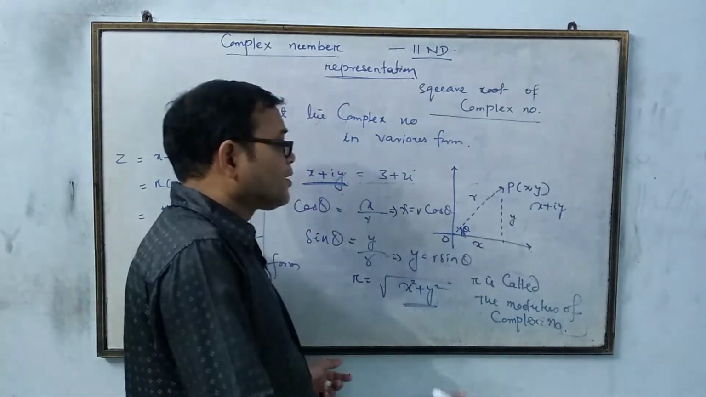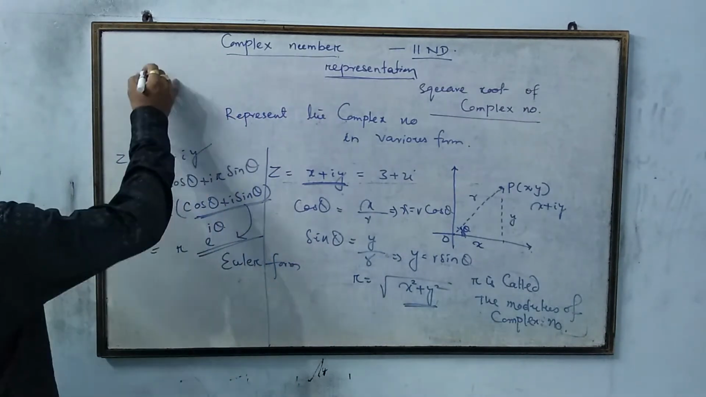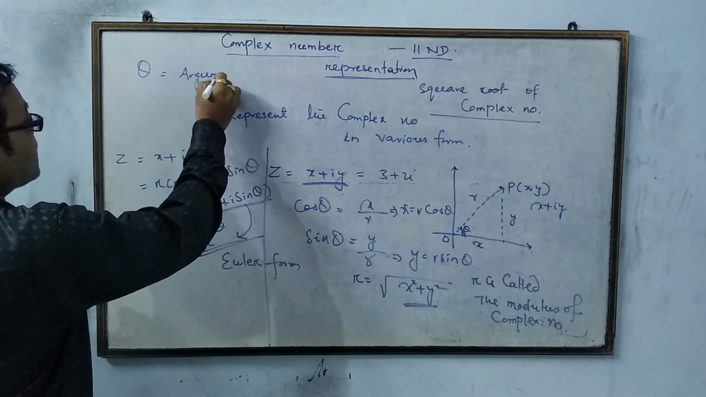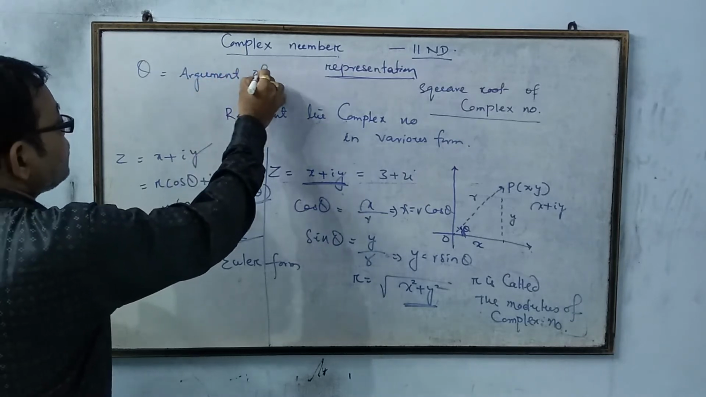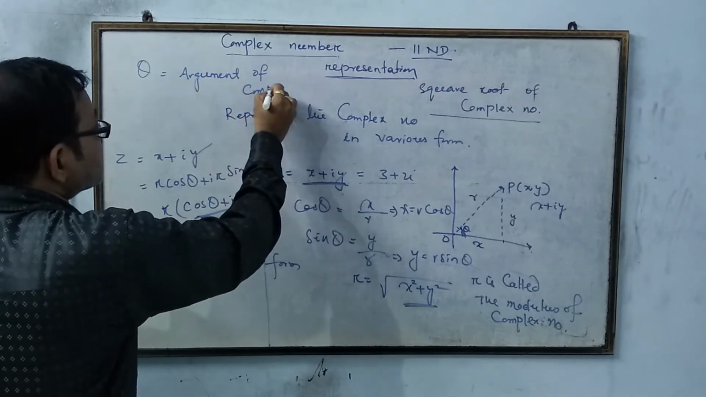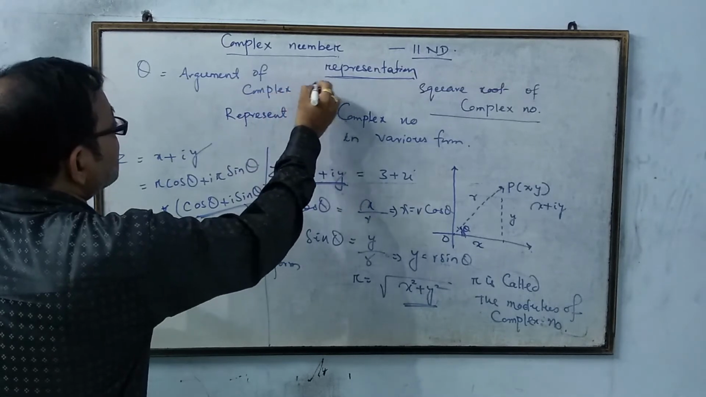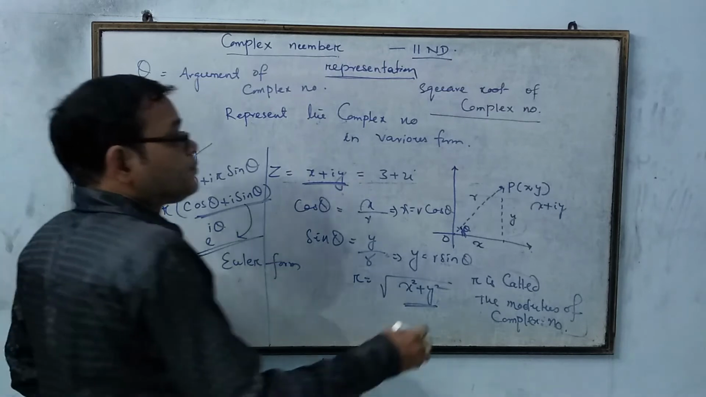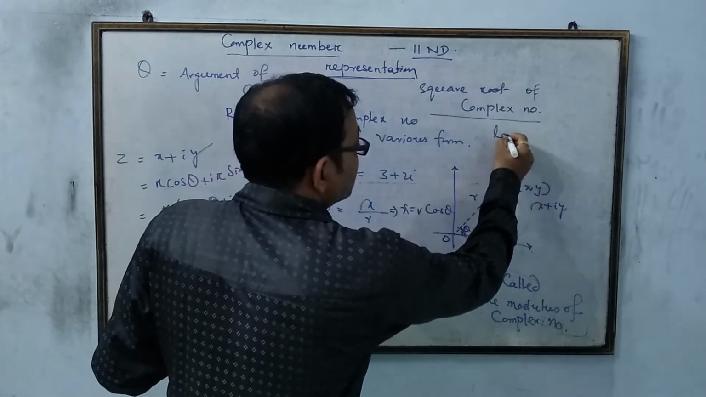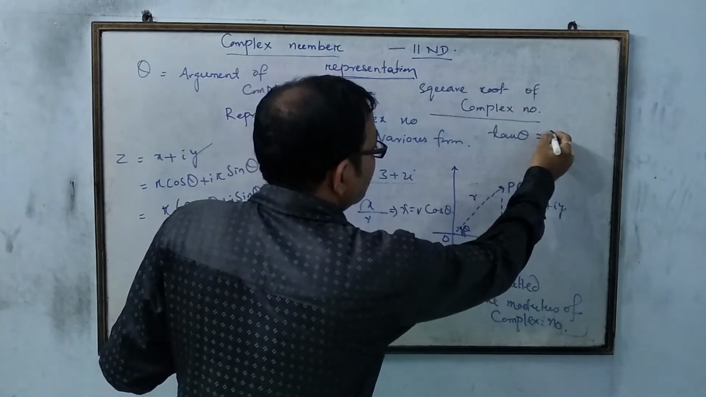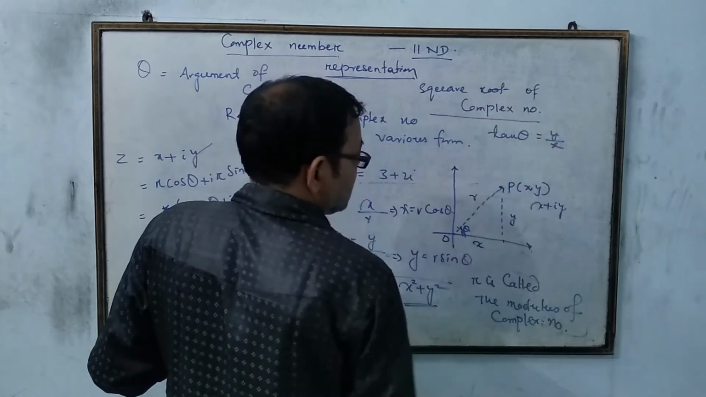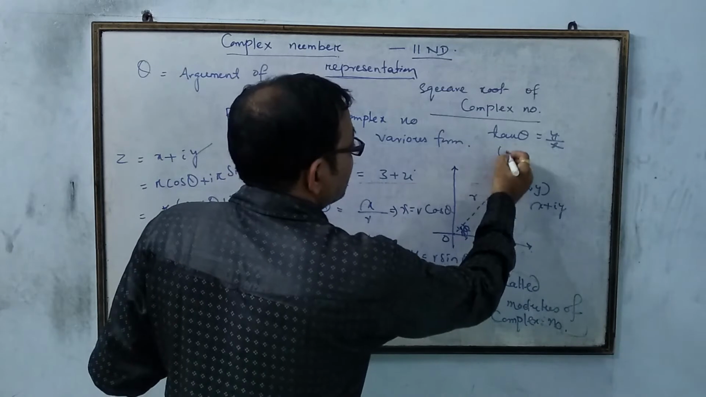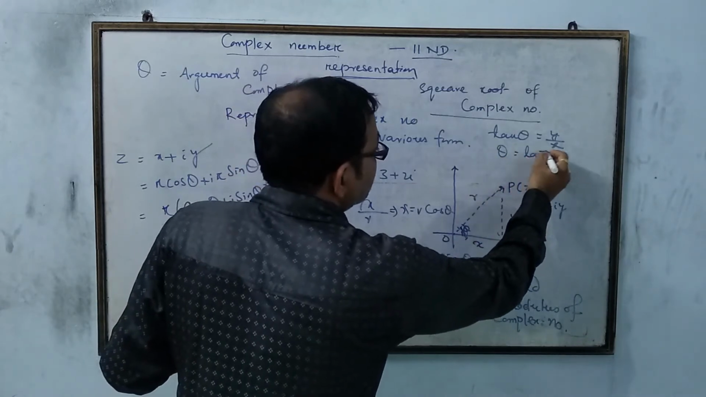Then what is theta? Theta is called the argument of the complex number. Then how is theta obtained? We get tan theta equal to y by x. So what is theta? Theta is tan inverse y by x.